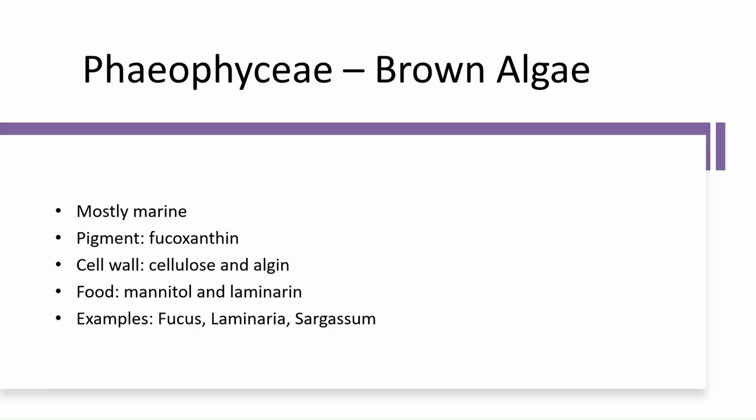The second one is Phaeophyceae, also called brown algae. It is mostly marine, meaning present in seawater or ocean. The pigment present here is fucoxanthin. The cell wall is made up of cellulose and algin. Food is stored as mannitol and laminarin. Examples for Phaeophyceae are Fucus, Laminaria and Sargassum.